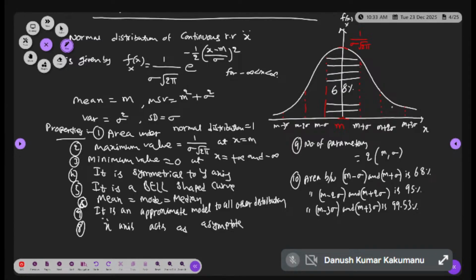Who is the role model for all distributions? Normal distribution. Is it clear to all of you? Yes.